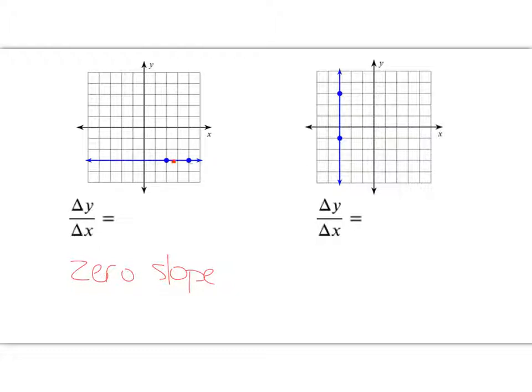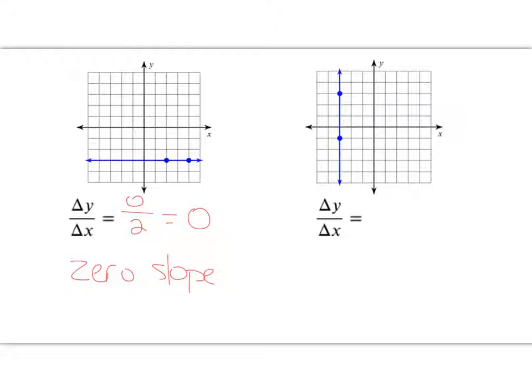Is there any vertical change? No, there's no up and down. There's no vertical change. So my vertical change is 0. What's my horizontal change? 2. So 0 divided by 2, 0 divided by anything is 0. So that shows you how a horizontal line has 0 slope. It has no vertical change, so 0 divided by anything is 0. Now, what about a vertical line?